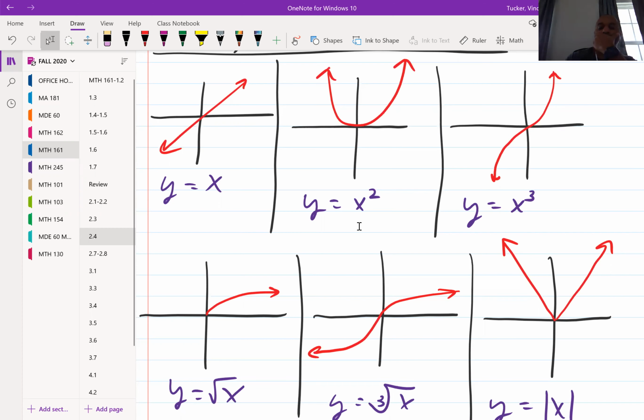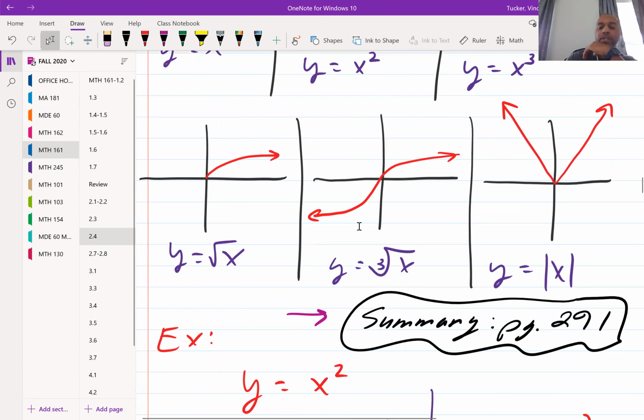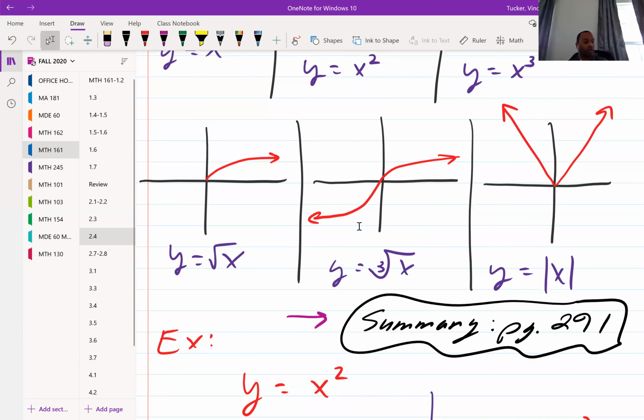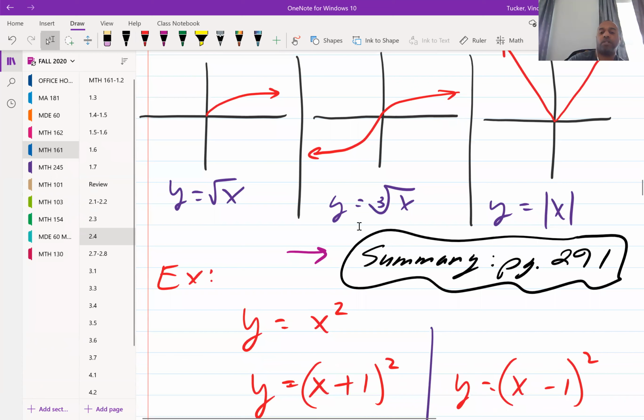All right. From there, notice I put here the summary of your transformations for your function is going to be on page 291. All right. Let me know if I'm scrolling up too fast because I want to get to that bottom.